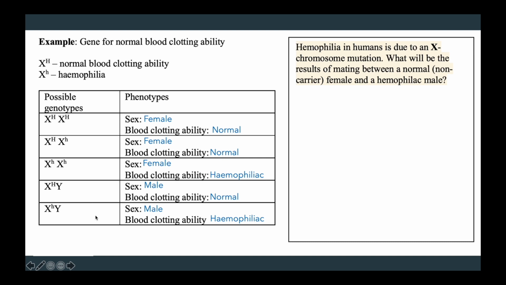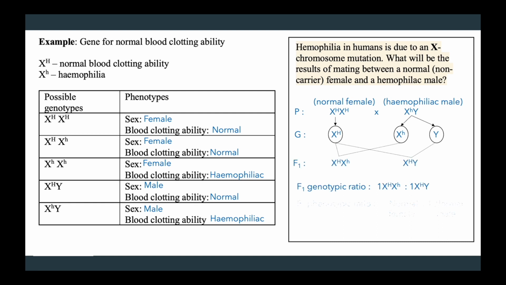Now let's try to build a genetic diagram for this problem. Hemophilia in humans is due to an X chromosome mutation. What will be the result of mating between a normal non-carrier female and a hemophiliac male? A normal non-carrier female will be homozygous dominant, and this will be the genotype of a hemophiliac male. This individual can only produce one type of gametes. Meanwhile, this individual can produce two types of gametes. Fertilization will give rise to an F1 phenotypic ratio of one normal female and one normal male.